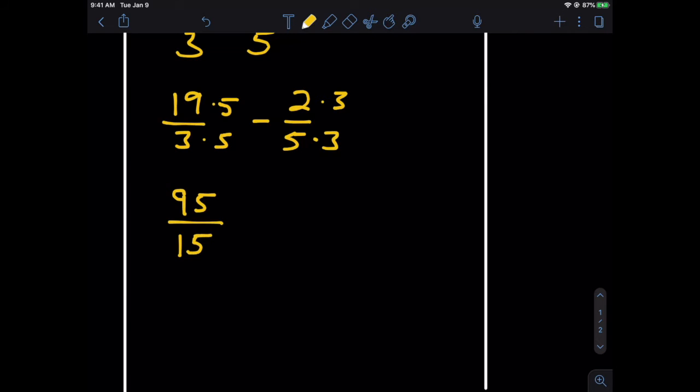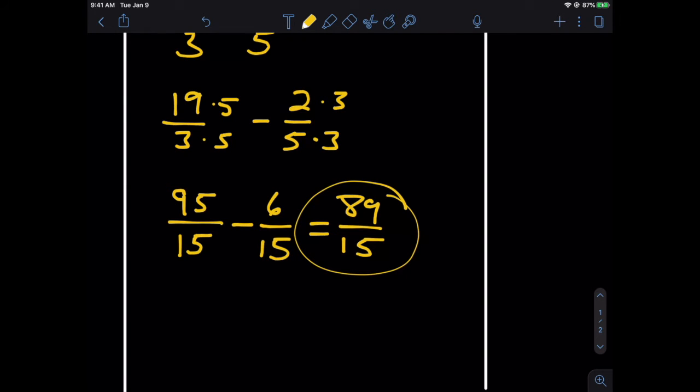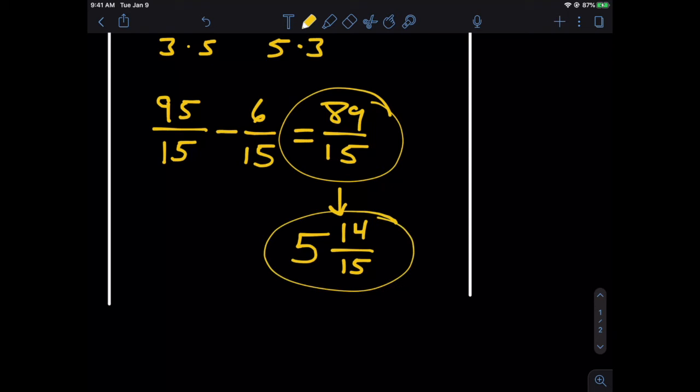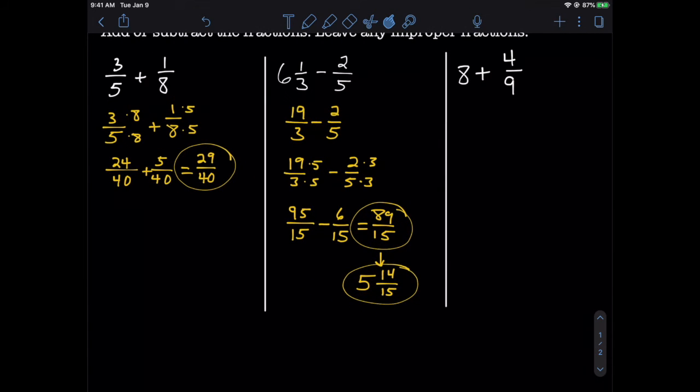19 times 5 is 95, 3 times 5 is 15, 2 times 3 is 6, 3 times 5 is 15 again. 95 minus 6 is going to give me 89 over 15, and this is my final answer here. Note we got ourselves an improper fraction. We can turn this into a mixed number by dividing the top by the bottom. So 15 goes into 89 5 times with a remainder of 14. So our mixed number version is 5 and 14/15. Both of these are valid answers.